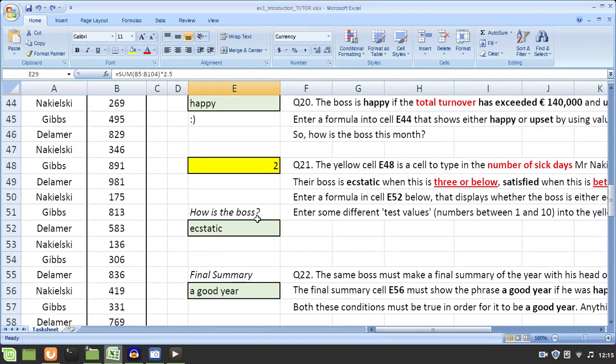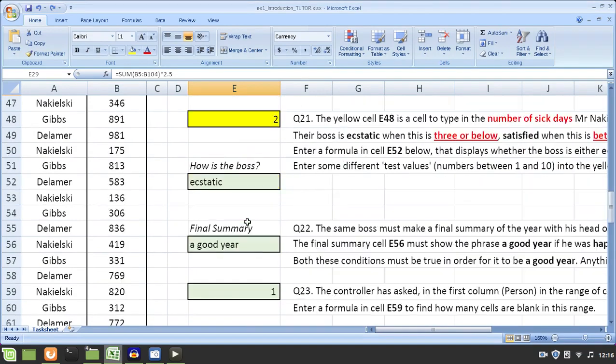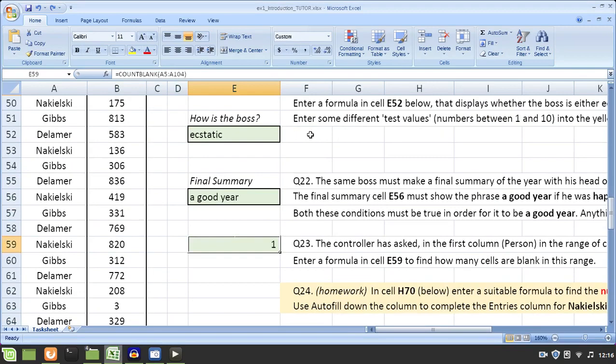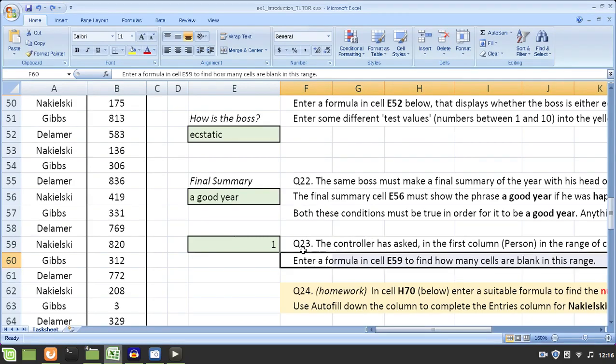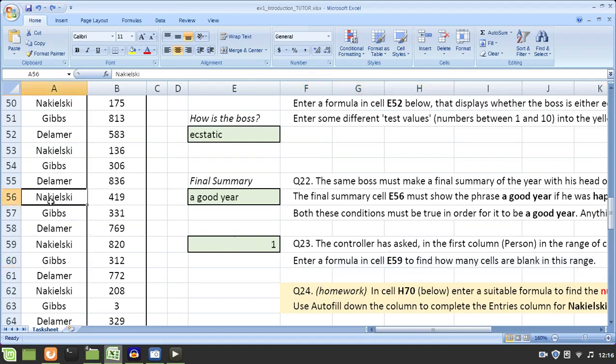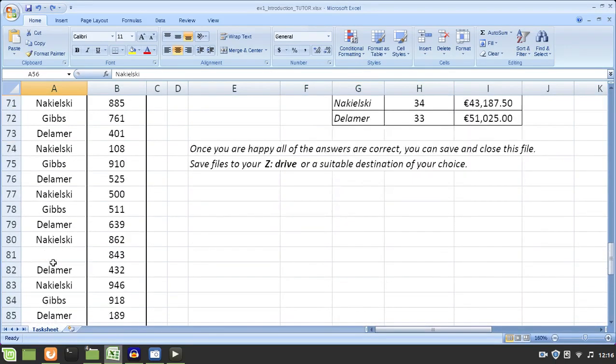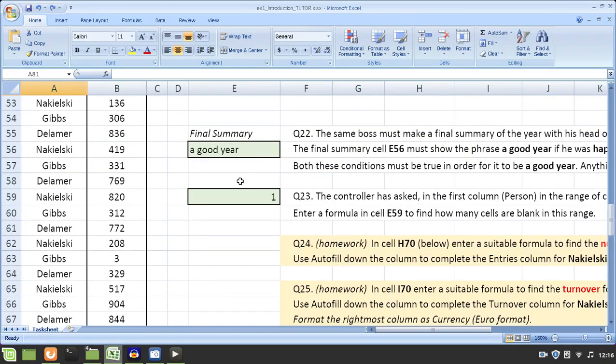Okay, let's look at the last question, which is question 23. The controller is asked in the first column, person, in the range of cells from A5 to A104. How many blank cells are there? Now, if you've been following these videos, you will know that we have one blank cell in that first column. But how do I get Excel to tell me how many blank cells there are in a range?